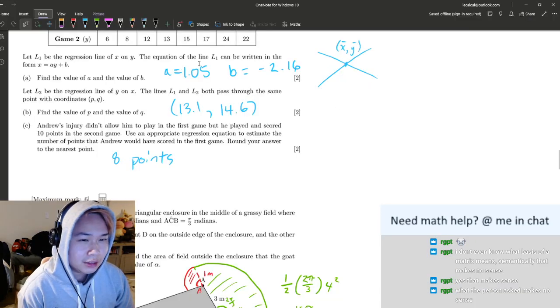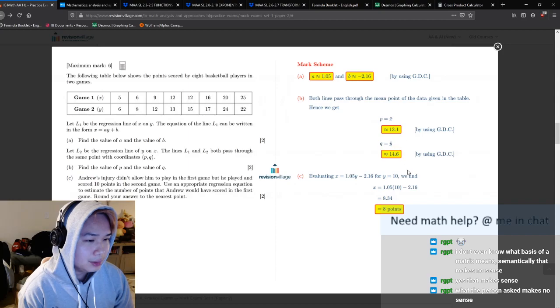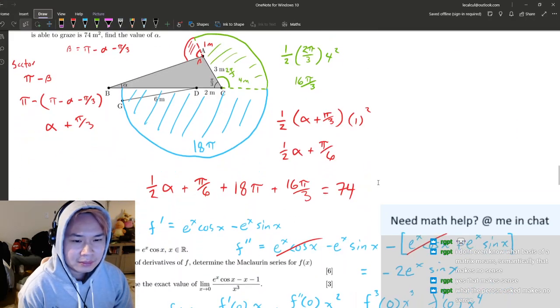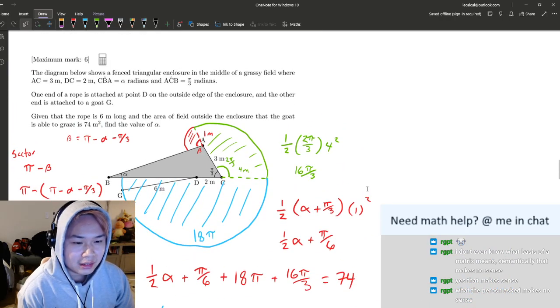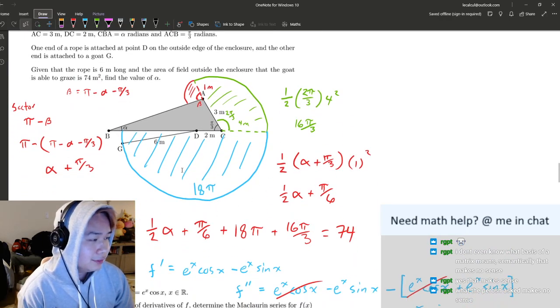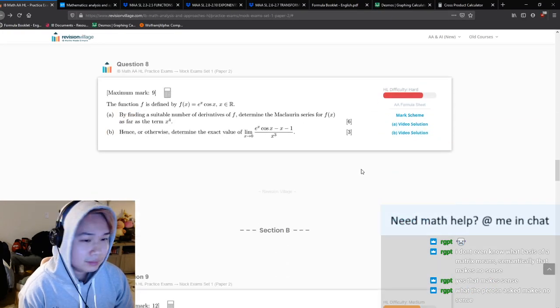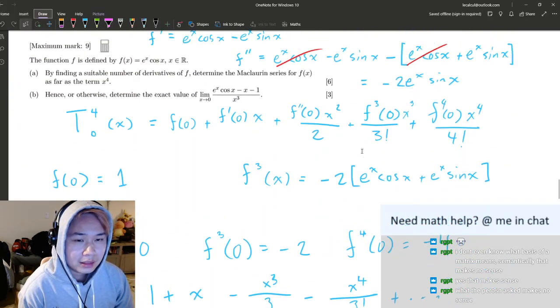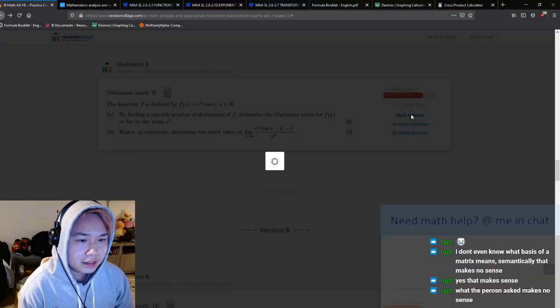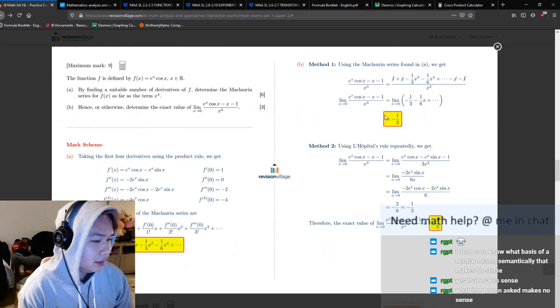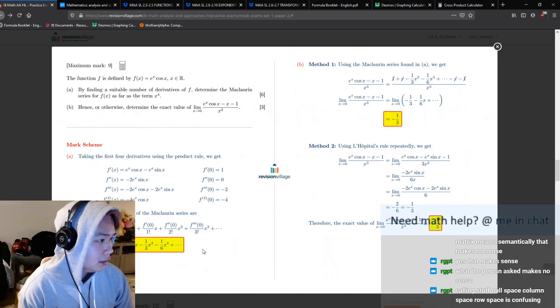Anyways, 1.5, negative 2.6, 13.1, 14.6, 8 points, 8 points, easy peasy. Oh man, this question, I didn't even bother figuring it out, so I'm not going to check it. I cheated for that one. And then this one right here, 1/3, negative 1/3.